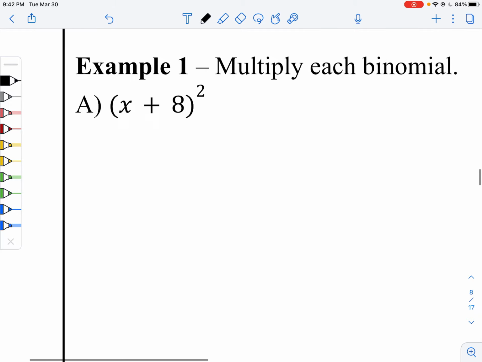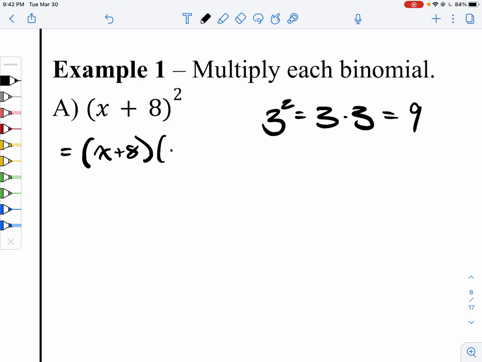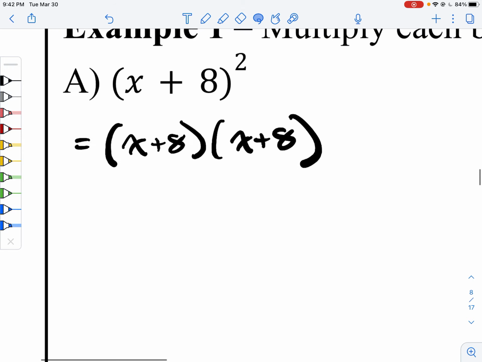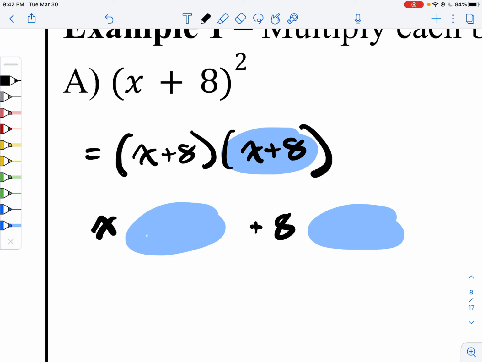Remember, when you square something, that's multiplying it by itself. For example, 3 squared is 3 times 3, which is 9. So if we want to figure out what x plus 8 squared is, that's the same thing as x plus 8 times x plus 8. Now, as you remember from our previous lesson, we can distribute this. We can take x plus 8 and distribute it into x plus 8. That's one way, and you can multiply that out, and that's great.